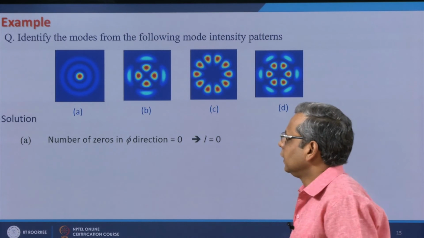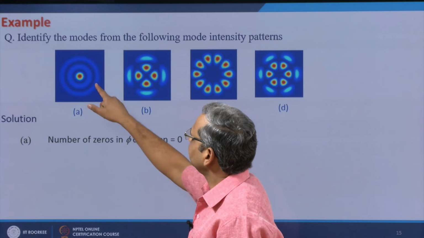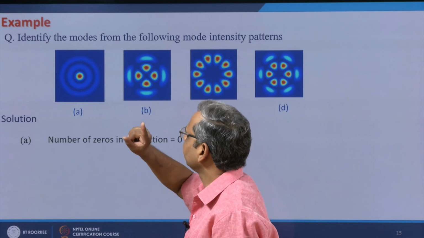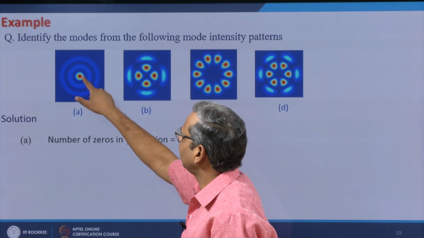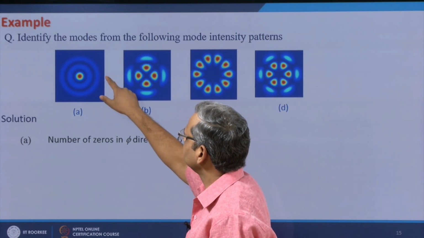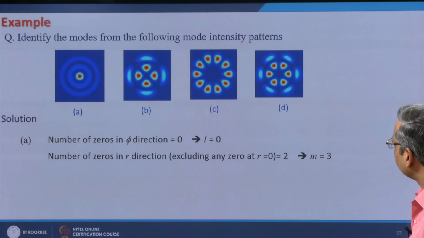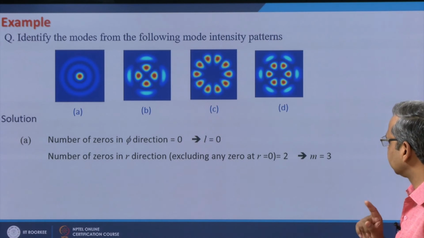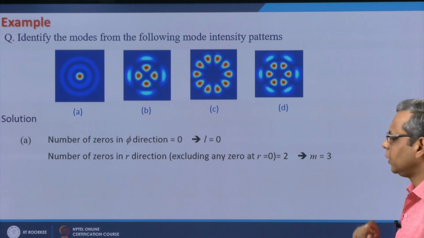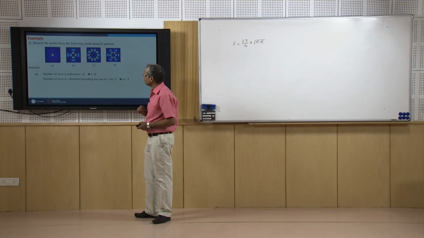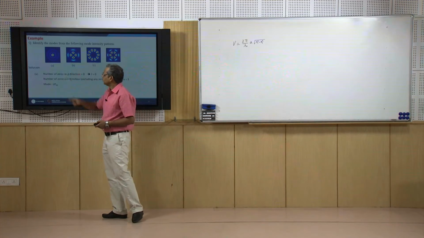Second thing I do is I count the number of zeros in r direction. So, I take any value of phi, and for that value of phi I move in r direction, and I encounter 1 and 2 zeros. The number of zeros in r direction is 2. So, m is equal to 3 because m minus 1 is equal to 2. So, this mode is LP03 mode.